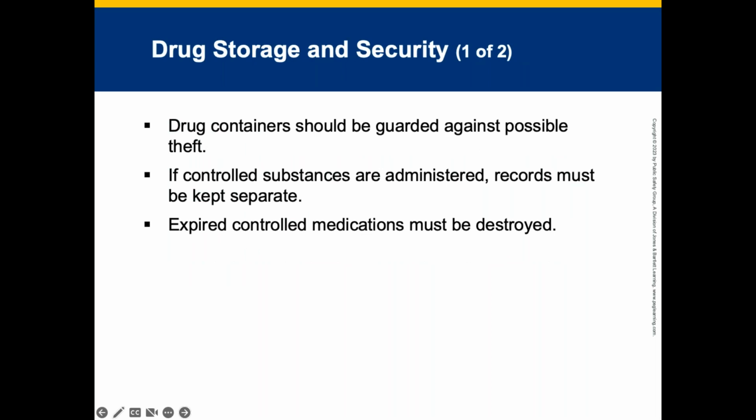As far as storage goes, and the security of controlled substances and drug storage, drug containers or boxes should be guarded against possible theft. This requires boxes to be locked, secured within the ambulance. The policy should guide the manner in which the drugs are secured, stored, distributed, and accounted for. If a controlled substance, such as a narcotic, is administered, records must be kept separate from other paperwork. All right, separate narcotic forms. The DEA strictly regulates these substances, and if the drugs are lost or stolen, the supervisor and law enforcement personnel must be notified immediately.